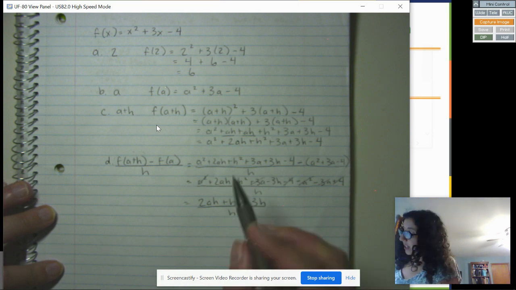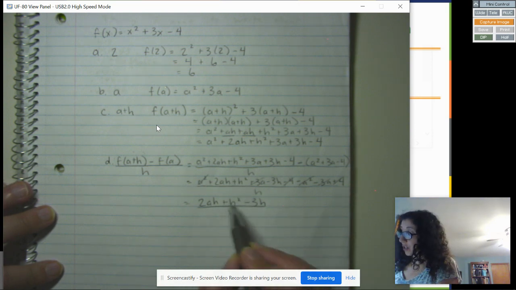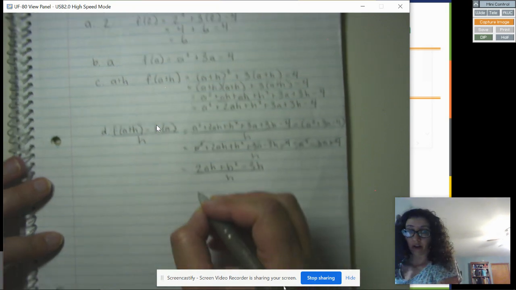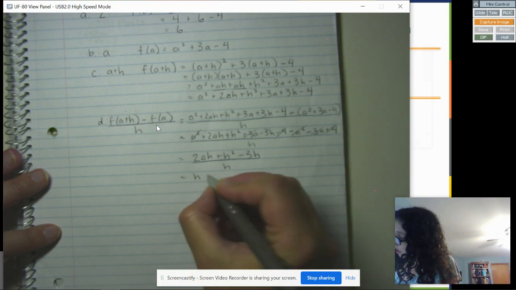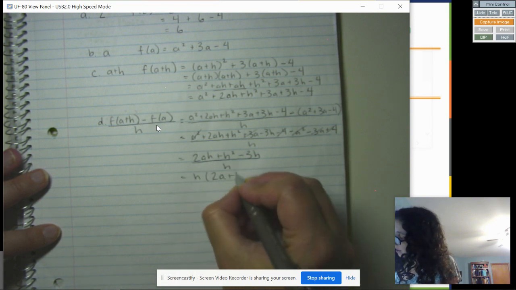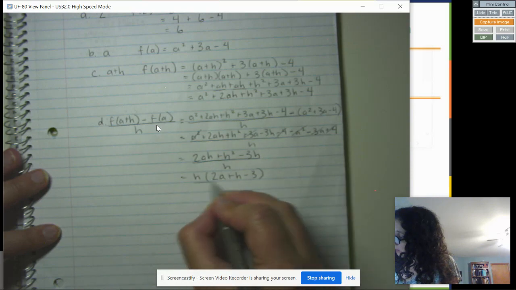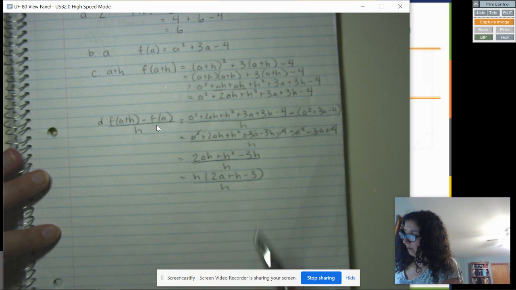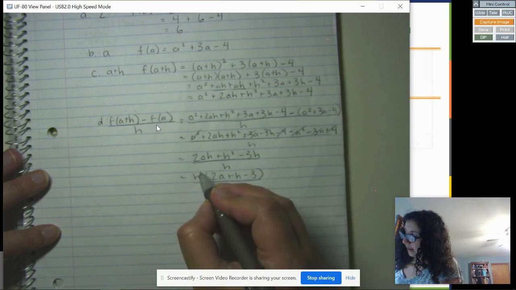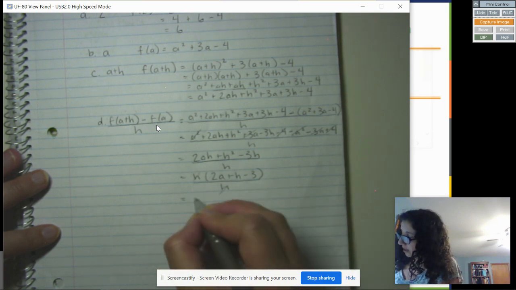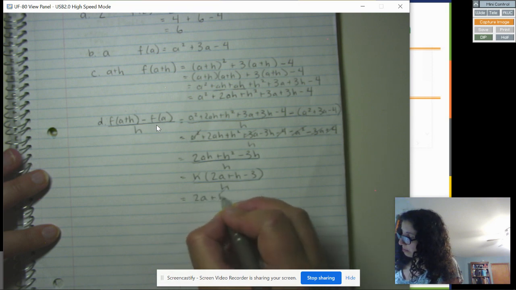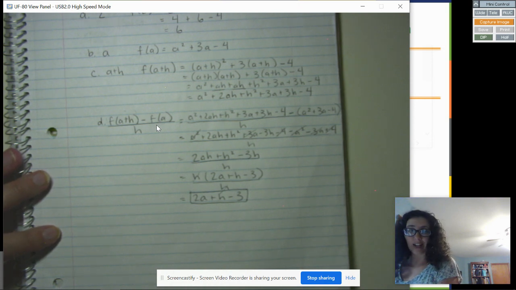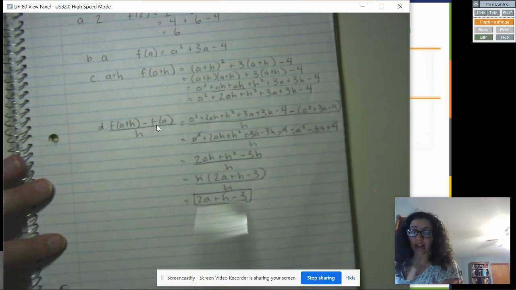That is interesting. It looks like I have 3 terms up here. Each of them has an h in it. I can factor an h out, right? So let's see. We could factor an h out here, and I get h times 2a plus h minus 3, all over h. Right? I factor an h out of each of these terms. The h's cancel, and I'm just left with 2a plus h minus 3. That is kind of amazing that this big mess simplified down to that.